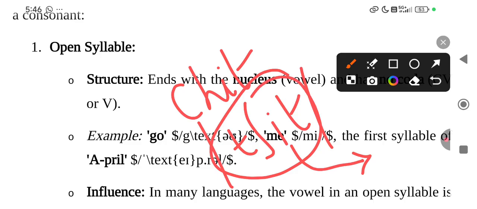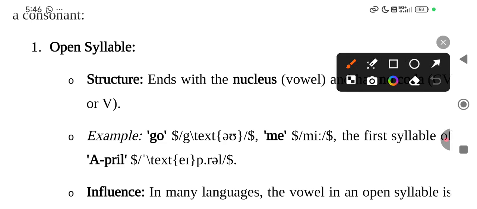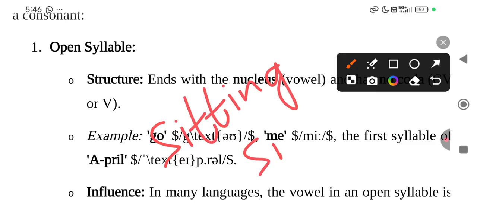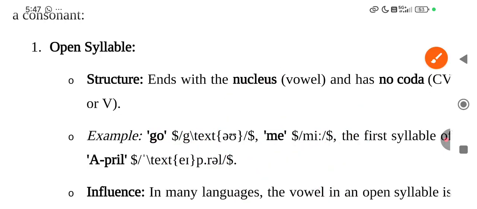But if I say sitting, there are two vowels, so this is a two-syllable word. This is the way syllables are counted.